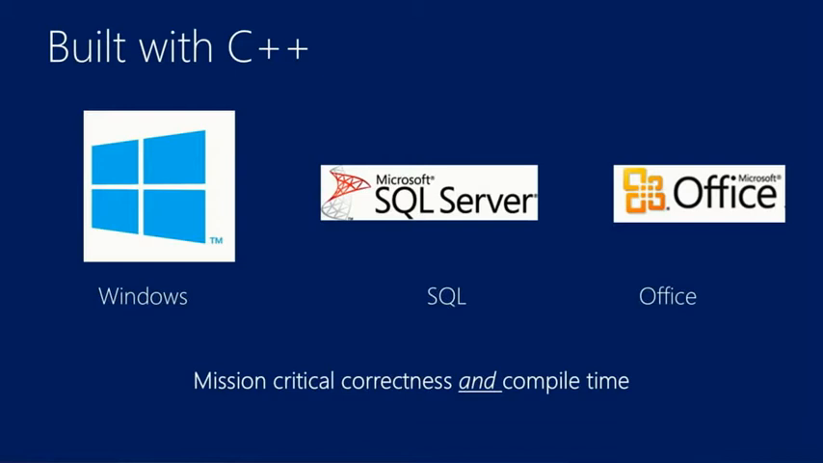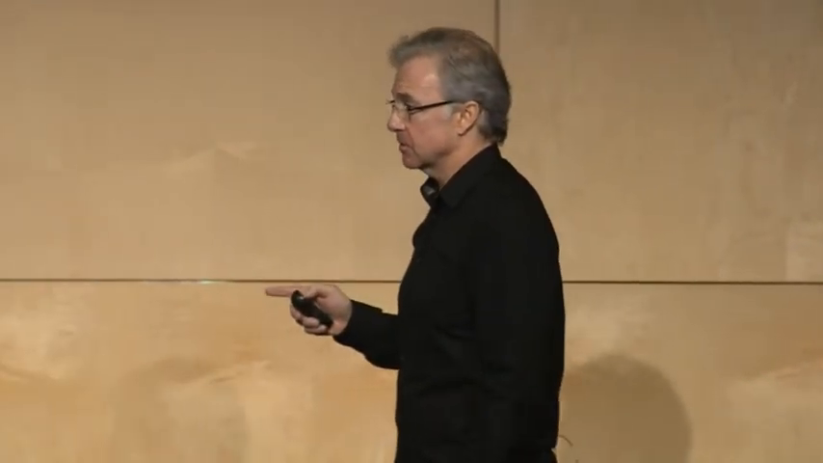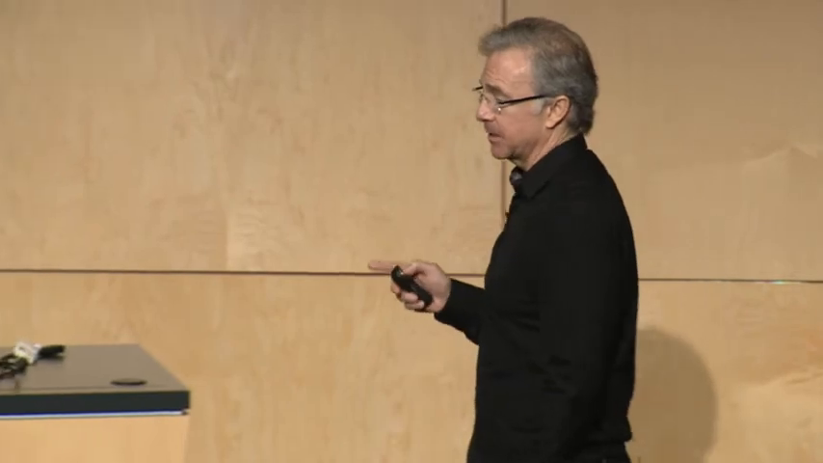So first of all, when I talk about how we work, we compile all that stuff, right? So above all else, we're responsible for mission-critical correctness at all times and for compile time. Because if we slow the compiler down, we actually burn more servers to build the software in the company every day. So these are the 2 points that are most important, correctness and compile time.